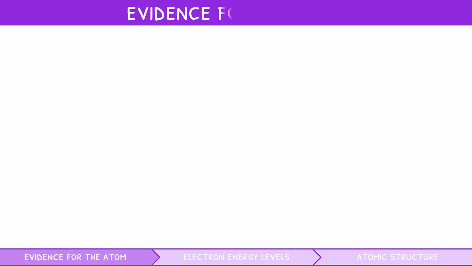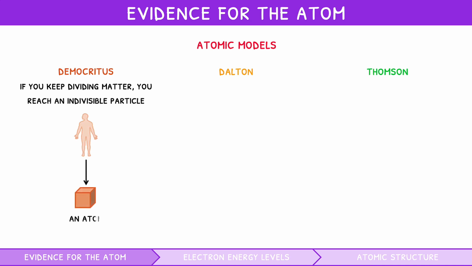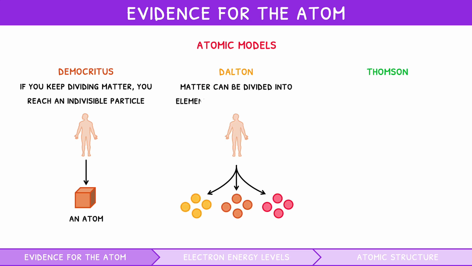Let's go through it. In early atomic modelling, 3 individuals were very important: Democritus, Dalton, and Thomson. Democritus considered the structure of matter, concluding that if one kept dividing matter, one would reach a particle that is indivisible, i.e. an atom. Dalton then took this one step further and decided that matter could be divided into different elements, which themselves were composed of atoms of different masses.